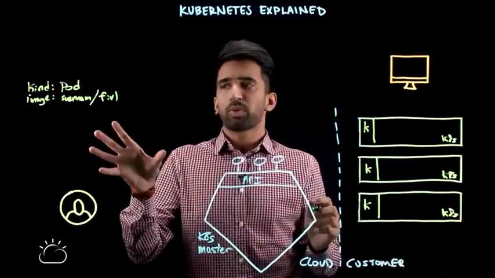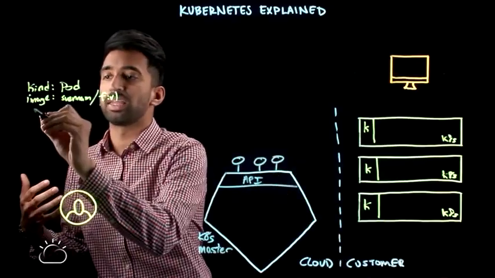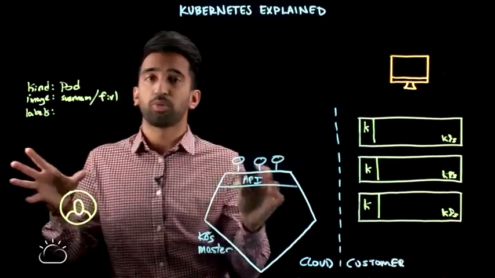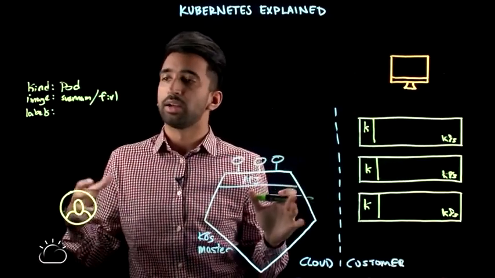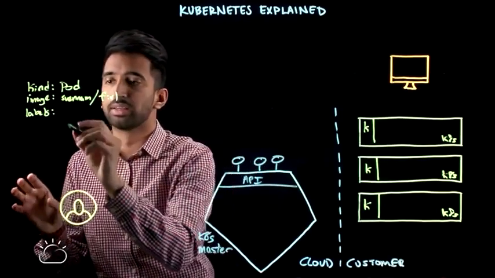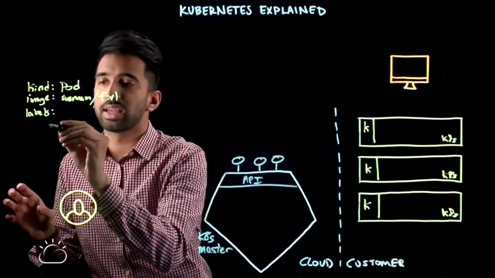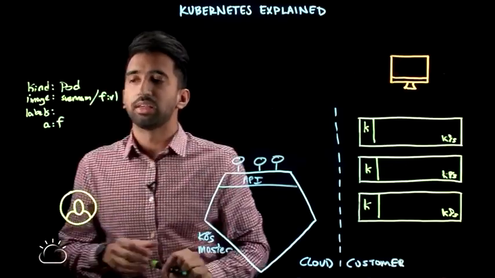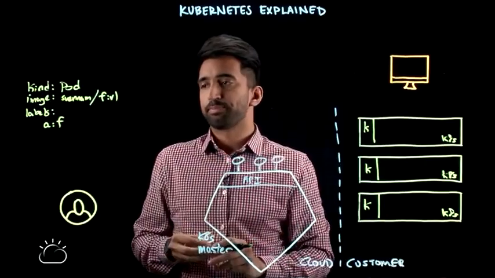And one more thing that we want to add here, let's just say we've got labels. So labels are very important, and we'll talk about why in a second, but they allow us to define exactly what type of artifact we've got here. So for the labels, we'll just say the app is F for front end.